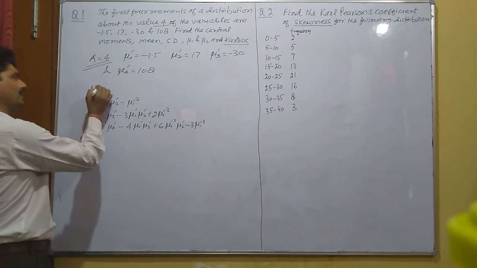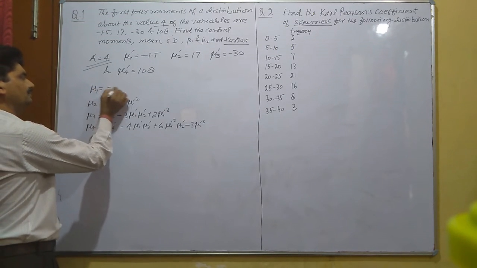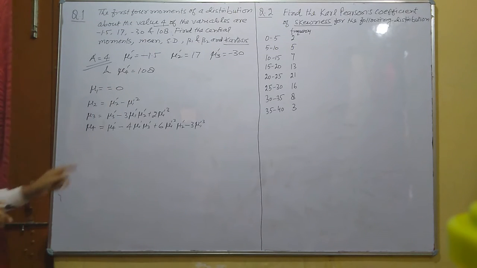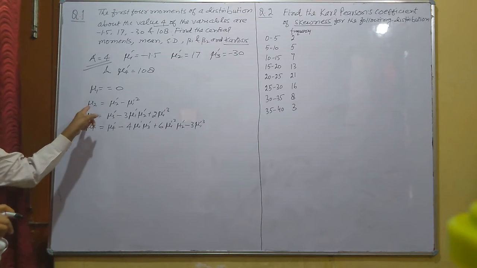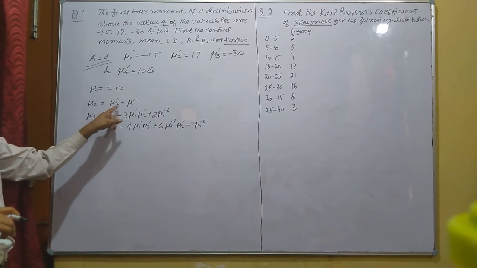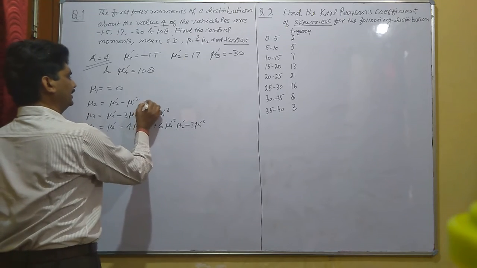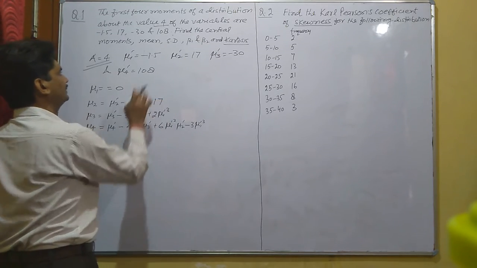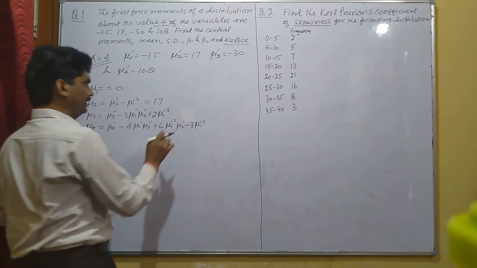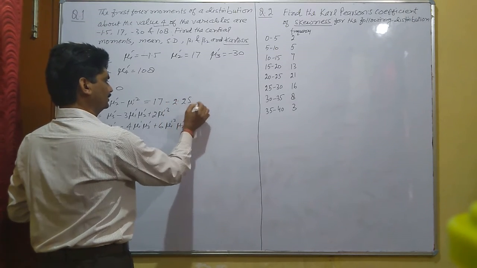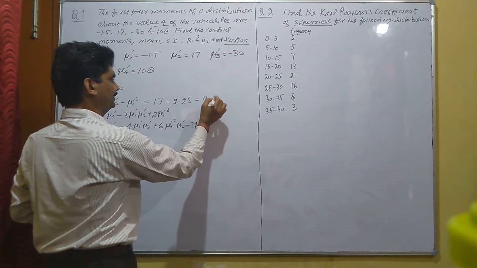Mu1 is always equal to 0. That is, the first central moment is always equal to 0. Mu2, the second central moment, equals mu2 dash minus mu1 dash square. Mu2 dash is 17 and minus 1.5 square is 2.25, so it comes to 14.75.